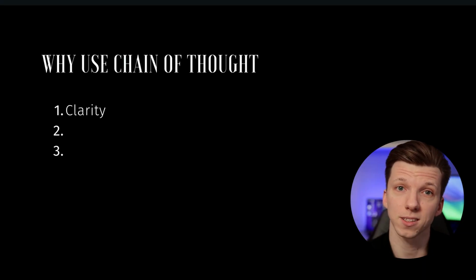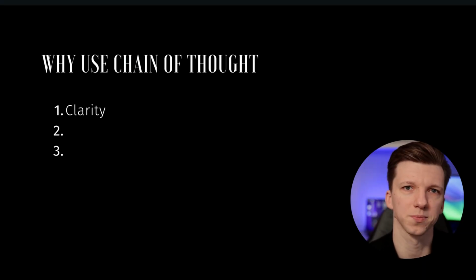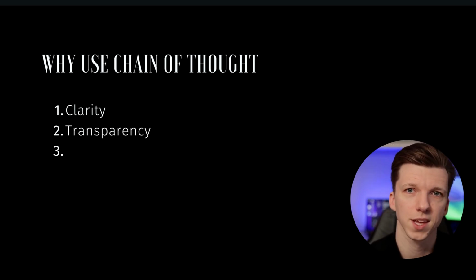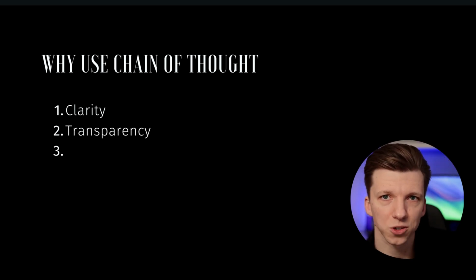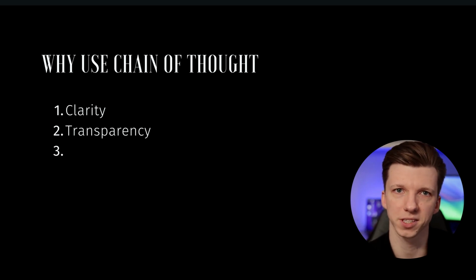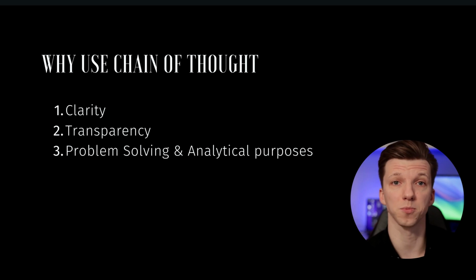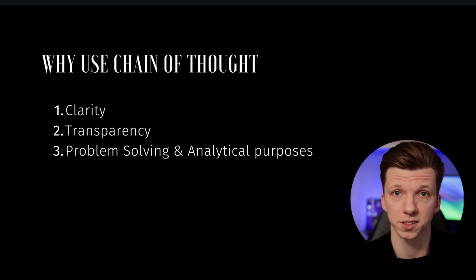So why is this technique so important in generative AI? Well, first, it's clarity. Dividing reasoning into simple steps clarifies complex processes. Transparency helps us see how solutions arise, building trust and identifying potential errors. And analysis. Analysis takes multiple steps of processing data and information, and that's where chain of thought shines.